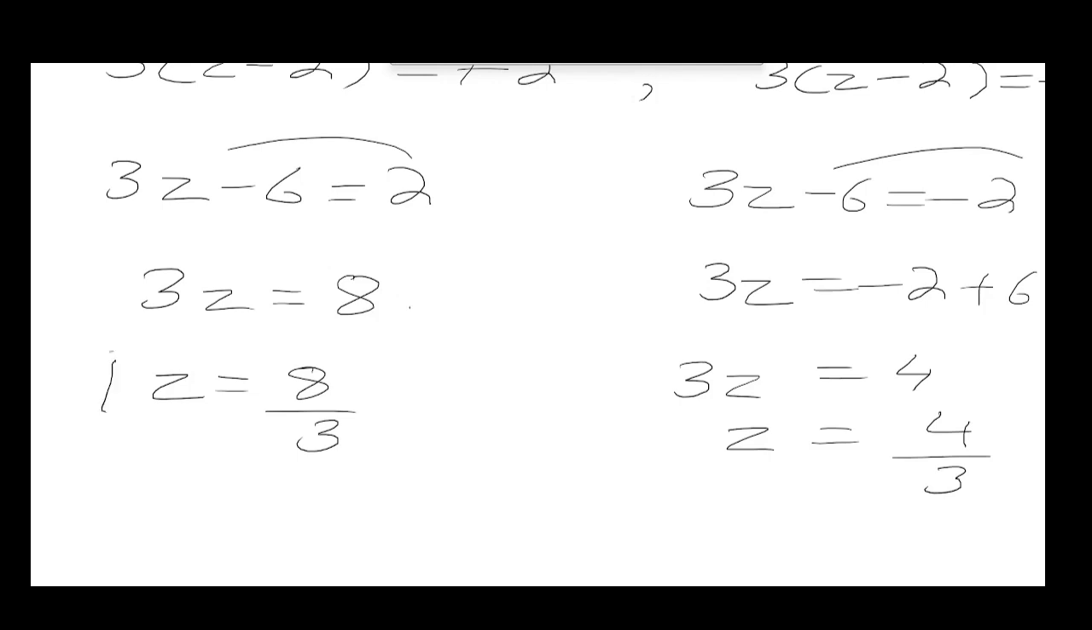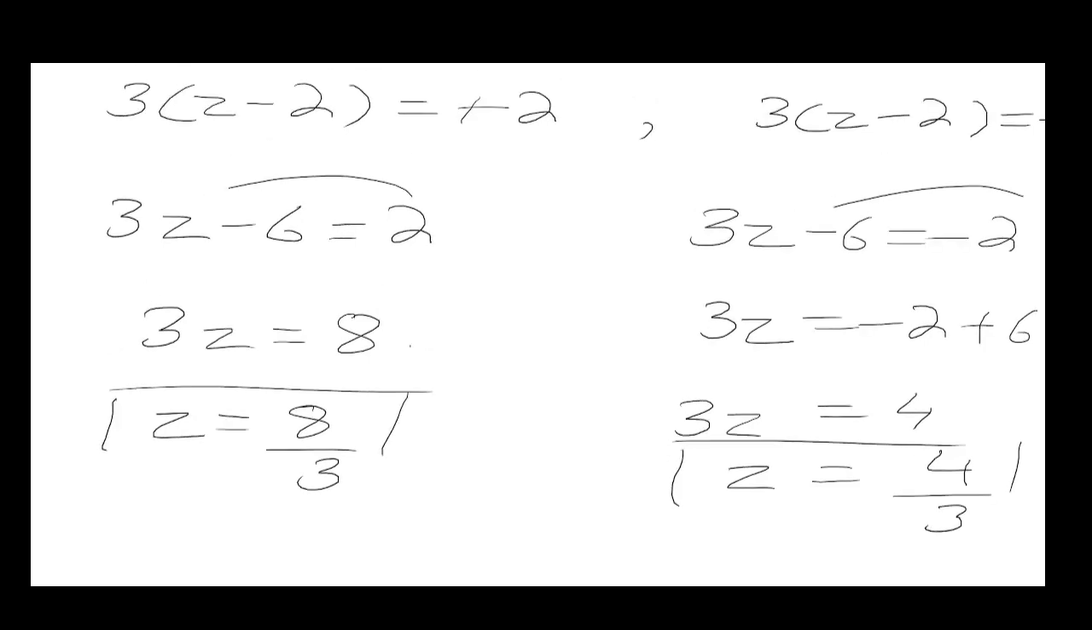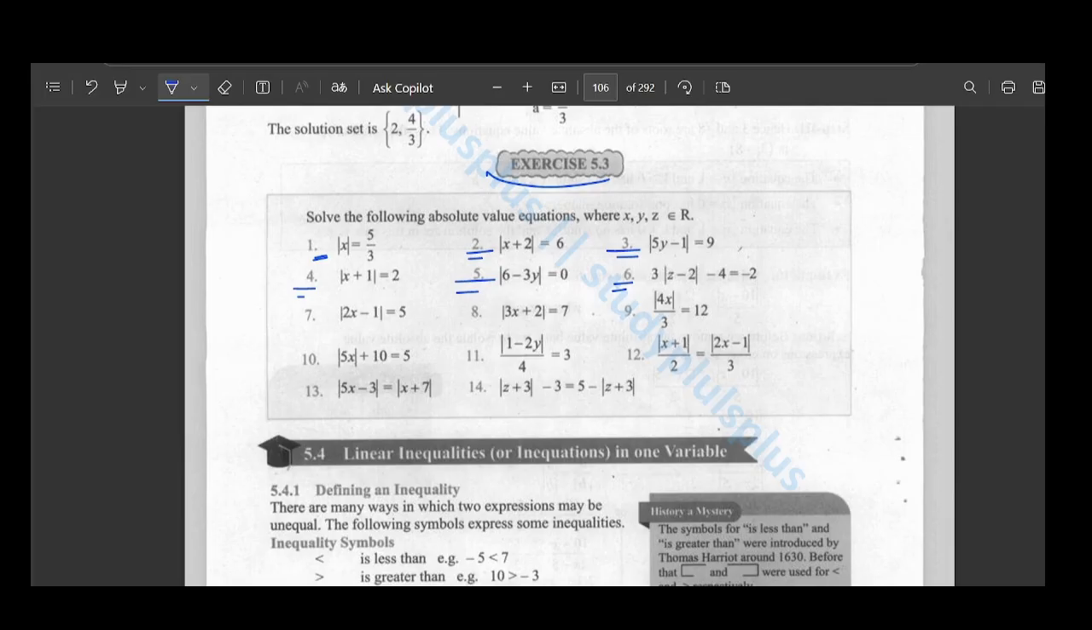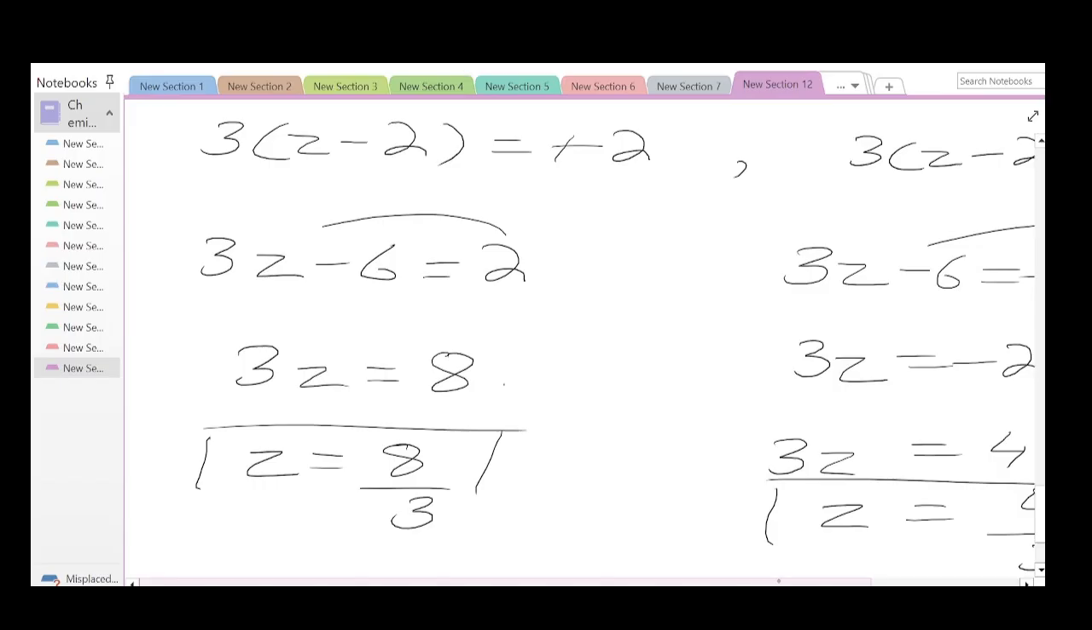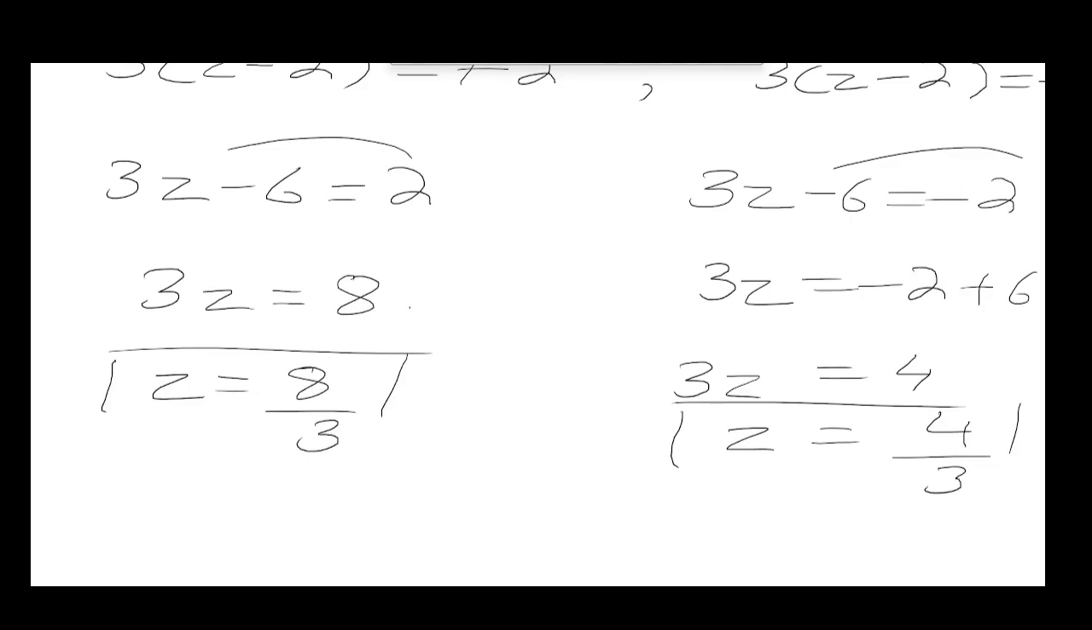So these will be our answers. Now let's move on. Here we have question number 7, which is the absolute value of 2x minus 1 equal to 5. So how can we tackle this problem? Let's write it first: absolute value of 2x minus 1 is equal to 5.